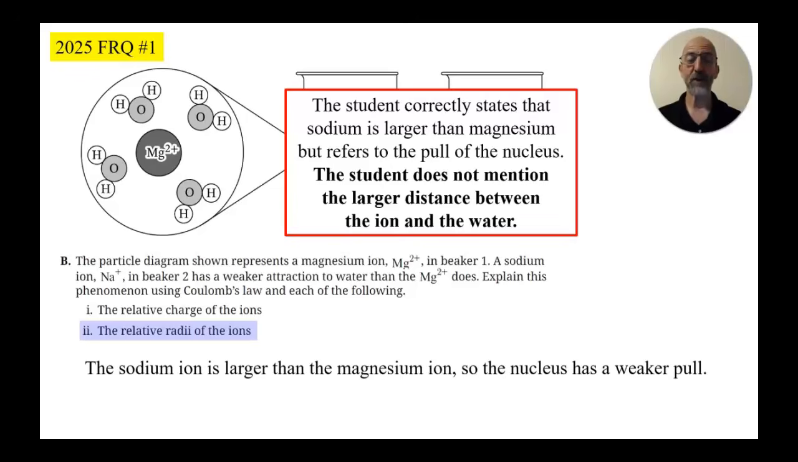Well, the pull of the nucleus on what? On the electrons in the ion or on something else, which is not part of the ion, but this other water molecule. And the student does not mention the larger distance between the ion and water. Again, it says very clearly attraction to water. It doesn't say attraction to electrons. It says attraction to water, and we've got a nice particle diagram. We can see that an ion is surrounded by water molecules.